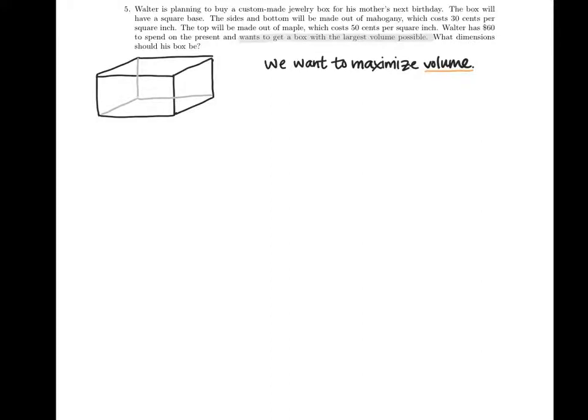Now, a box, volume of a rectangular prism, is going to be length times width times height. But in this particular case, note that length and width, the bottom of the box, these pieces here and here, are going to be the same because we're told it's a square base. So I'm going to write down a general formula for volume. Then I'm going to update this with the fact that it's square.